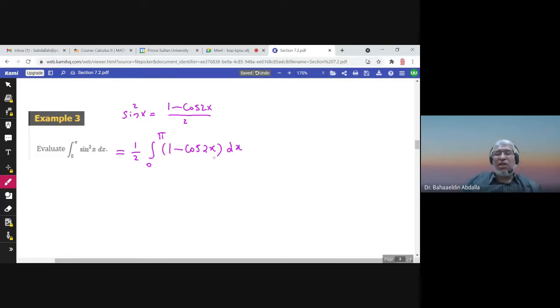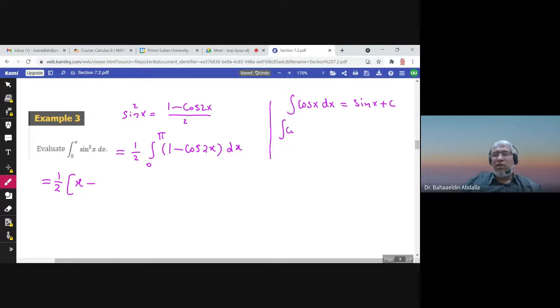And this integral is easy to evaluate because the integral of 1 is x, and the integral of cosine 2x, let me talk about this a little. What is the integral of cosine x dx? The formula says that the integral is sine x. The integral of cosine is sine. Why is that? Because the derivative of sine is cosine.